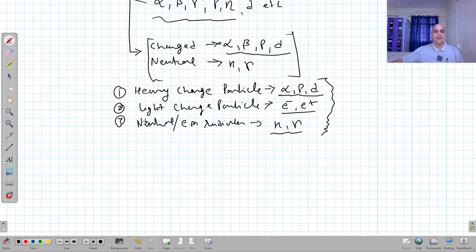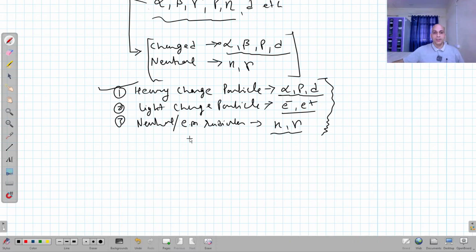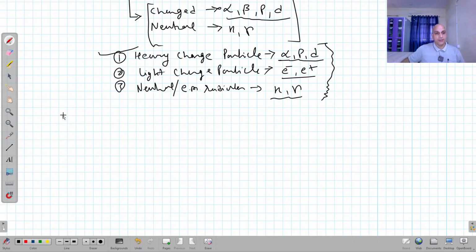Now I will take these three groups one by one. So we will take the first case of heavy charged particles. I am coming to the first category, that is interaction of a heavy charged particle with matter. When we discuss the interaction of a heavy charged particle with matter, the most important formula of this chapter is the Bethe-Bloch formula or Bohr formula. That is for the interaction of a heavy charged particle with matter.